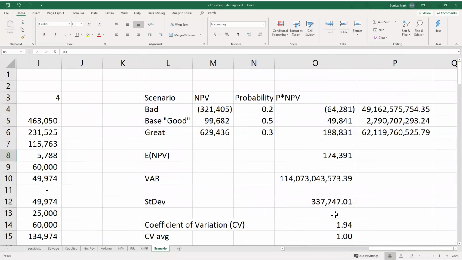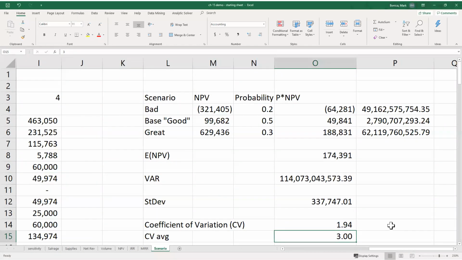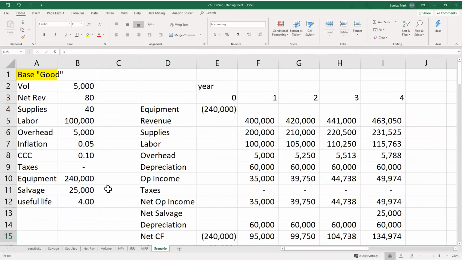So the original coefficient of variation was 0.194. What if this firm had, say, an average for the firm of 3? Well, in this case, this project would actually be relatively safe. It would be a lower risk project. And so in that case, the CFO would say, hey, this is a lower risk project than we normally undertake. We'll allow you to apply a lower hurdle rate to this project because we think it's not going to be as risky.